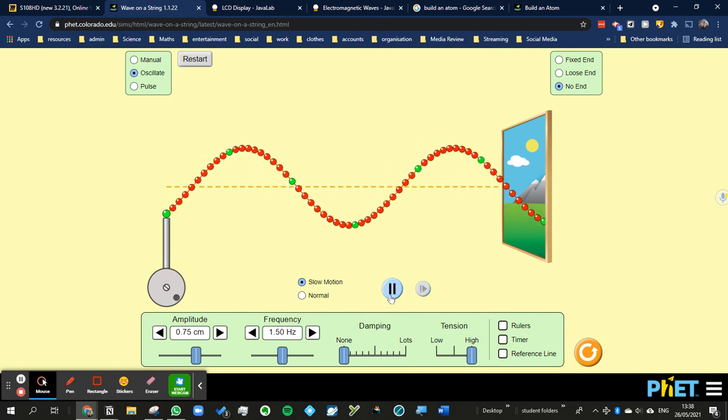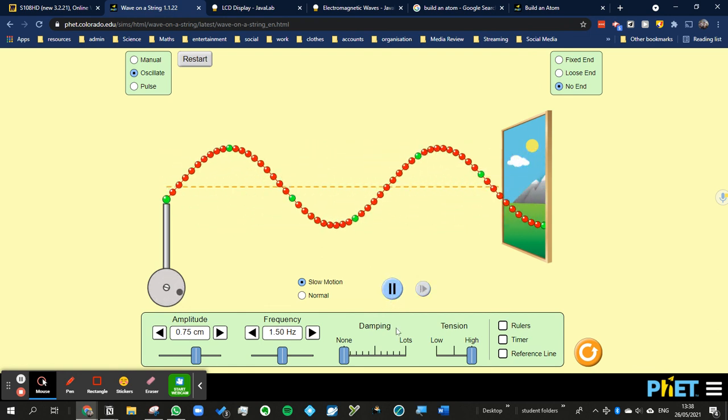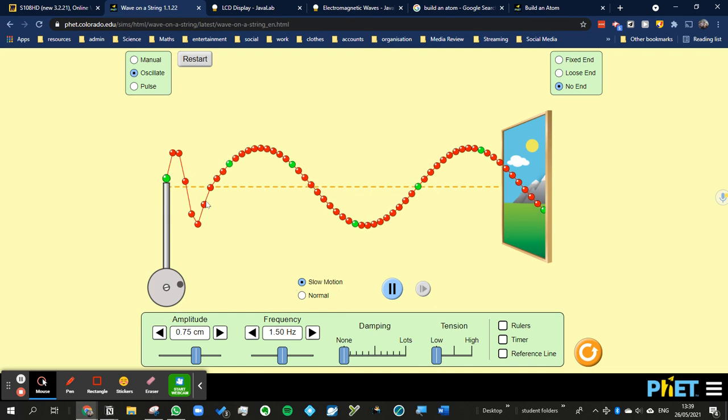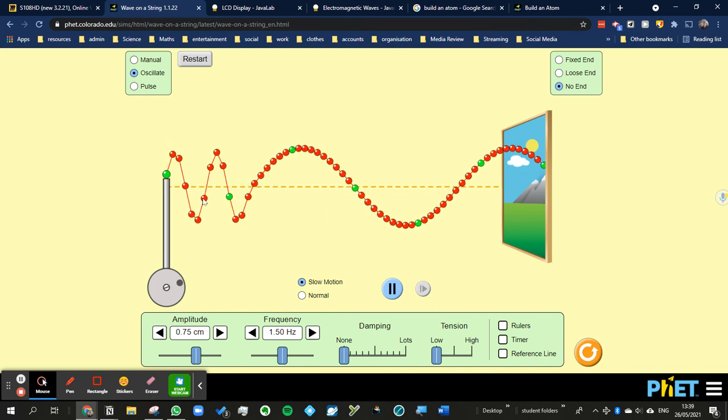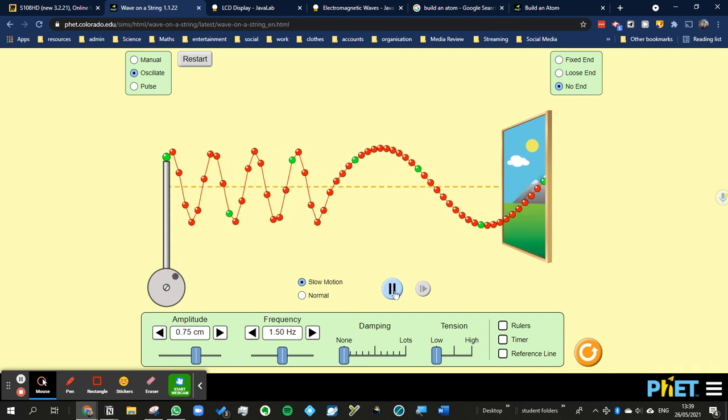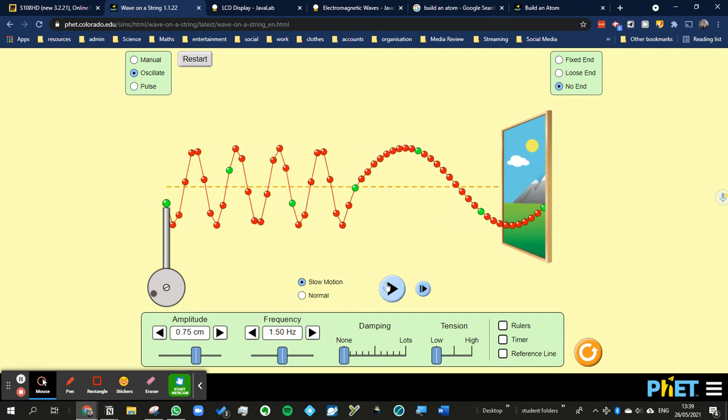So if we press play again now, what we can do is change the speed of this wave by changing the tension. So when we have a low tension, then what happens? The wave travels more slowly, and you can see that the waves got closer together. Now, I didn't change the frequency, did I? So it's not really true to say that a change in the frequency puts them closer or further apart. It usually does, but it depends.